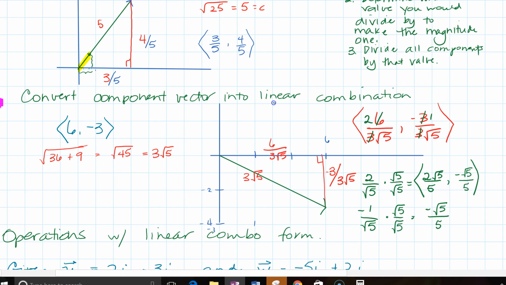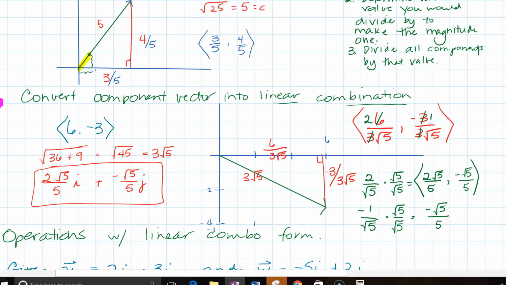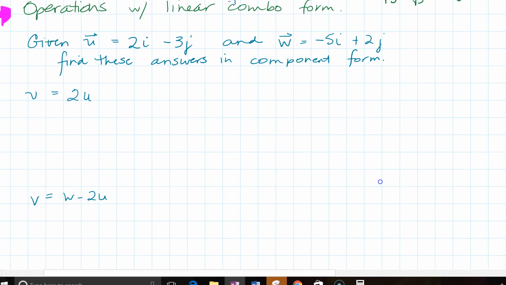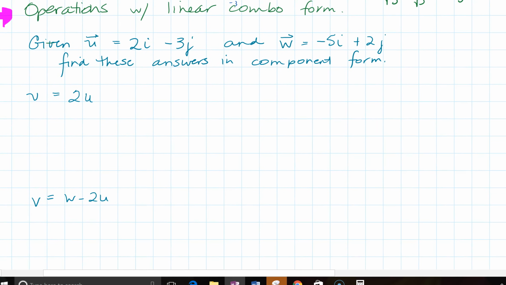But it says to express it in linear combination. This is easier than you might think. All I have to do is drop the little brackets and say 2 root 5 over 5 i plus negative root 5 over 5 j. That's it. This is linear combination form. So let me show you those again. This time I'm going to show those to you with some computation.